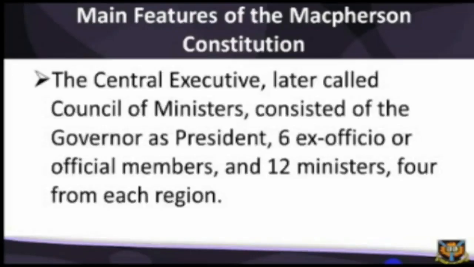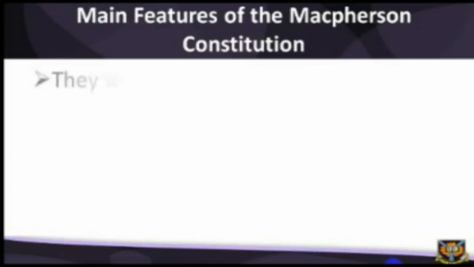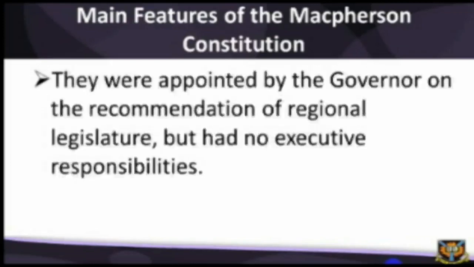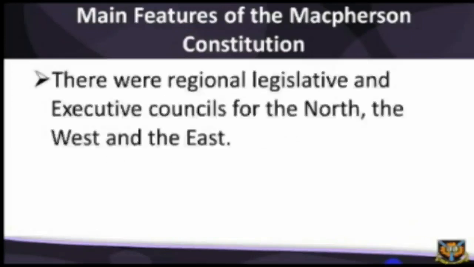The Central Executive, later called Council of Ministers, consisted of the governor as president, 6 ex-officio or official members, and 12 ministers, 4 from each region. They were appointed by the governor on the recommendation of regional legislature, but had no executive responsibilities. There were regional legislative and executive councils for the north, west, and east.